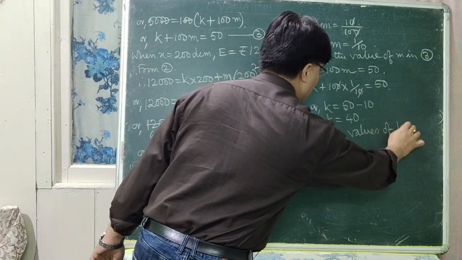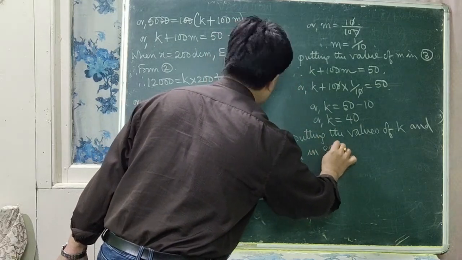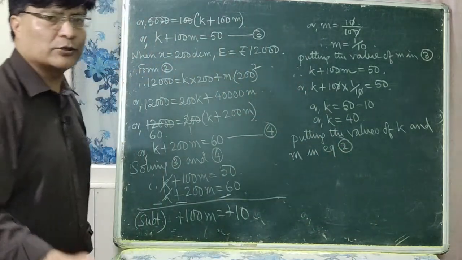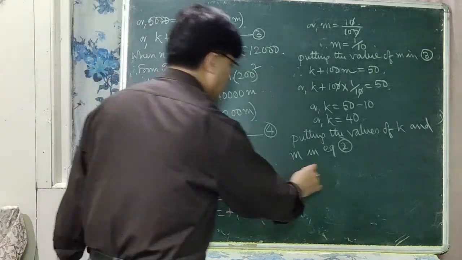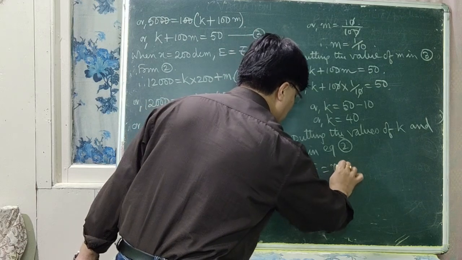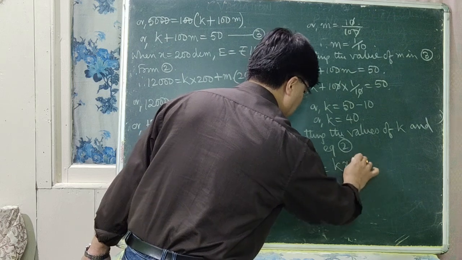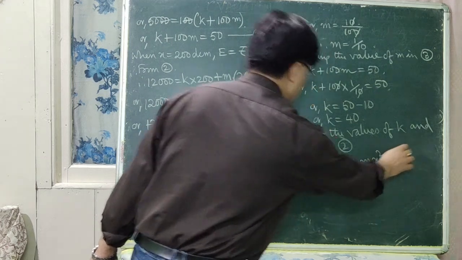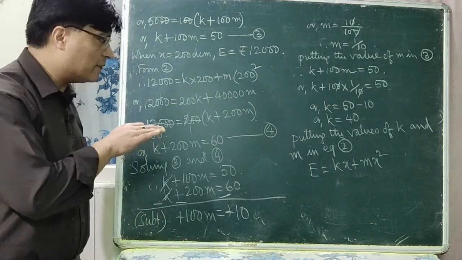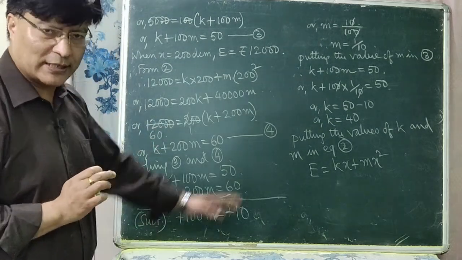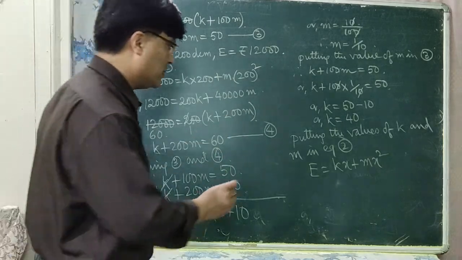in equation 2. So let us write down equation 2. Now you can tell me which is equation 2 out there. It is kx plus mx square, right? So E is equal to kx plus mx square. So let us put the value for k and m in this equation. That is your equation number 2. You can check it. That is E is equal to kx plus mx square.